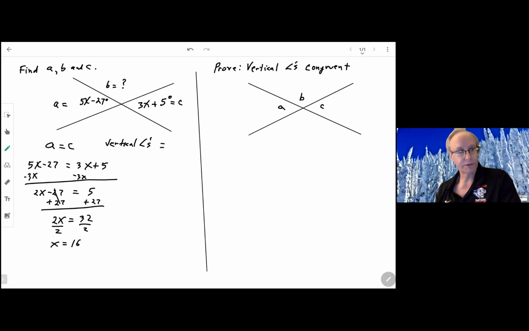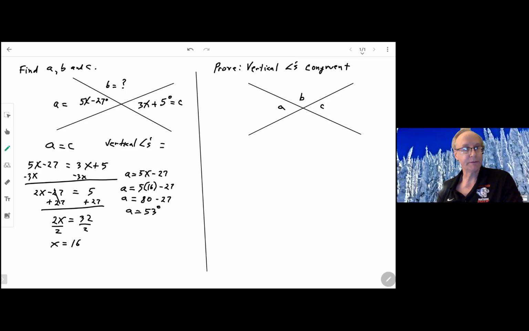Now, in order to find the angle measurement, I'm going to have to substitute. So I know that A is equal to 5x minus 27. That's 5 times x. I'll write it up here a little higher. 5x minus 27. And again, I'm substituting. And that is 80 minus 27, which is 53. So A is 53 degrees.